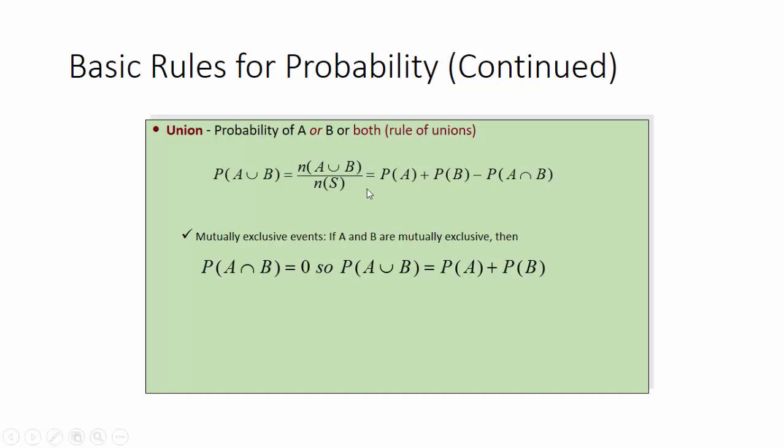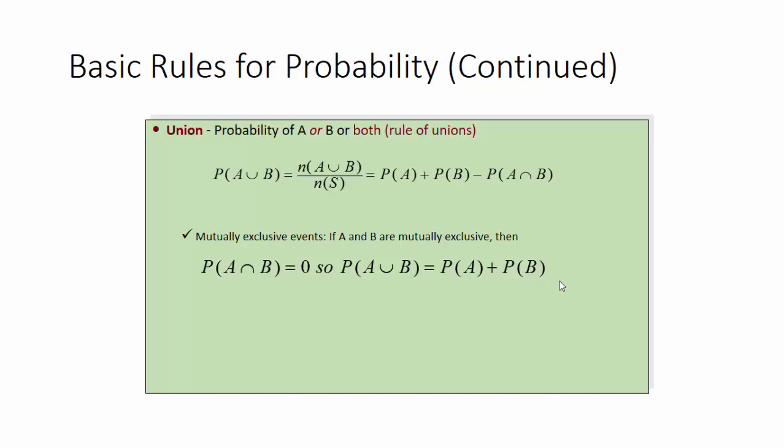If events are mutually exclusive, please remember this component, P of A intersection B, which means there is nothing in common as they are mutually exclusive, becomes 0. So the rule becomes P of A intersection B is equal to 0, and P of A union B is P of A plus P of B alone. These are the basic rules that are used in probability.